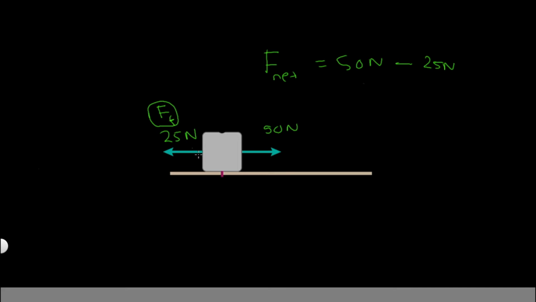If you're looking at it from the same direction, 50 newtons is going on a positive axis while 25 newtons is acting on the negative axis. So we subtract it. This gives our net force to be 25 newtons. And since it's a positive value, and we took this as the positive direction, the box is moving to the right with a net force of 25 newtons. Now let's move to a more challenging question.